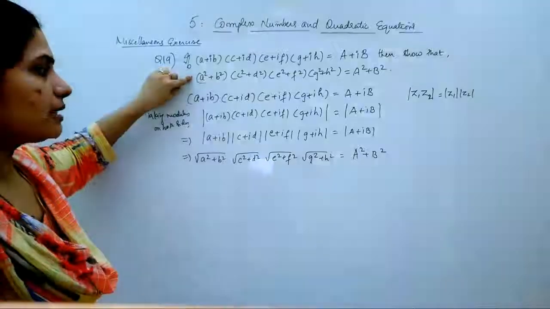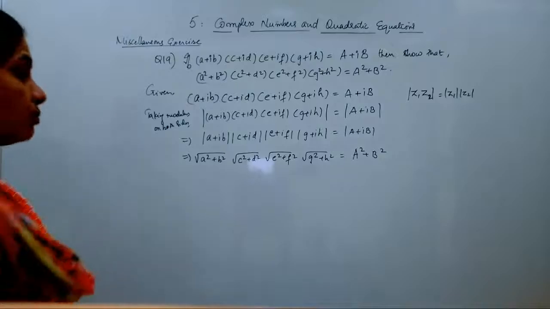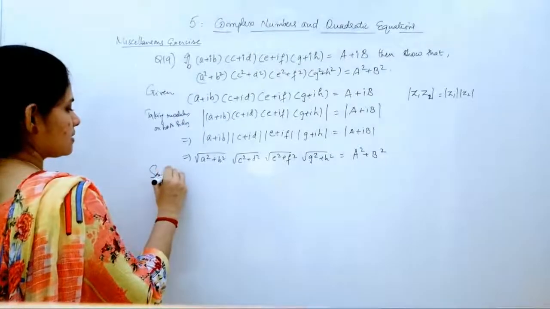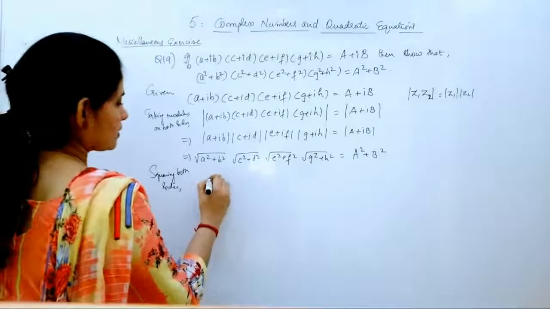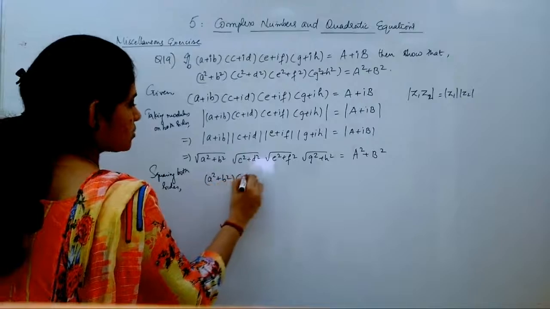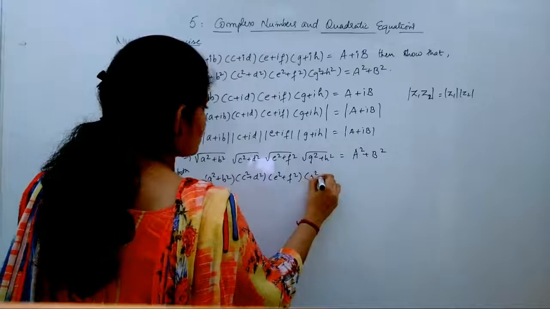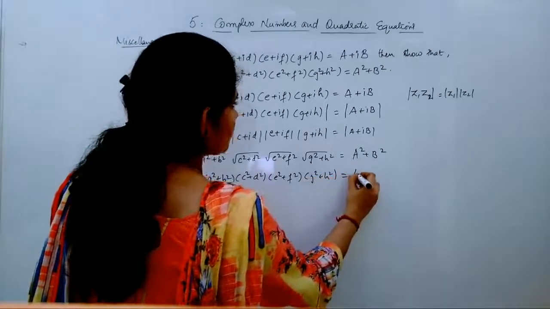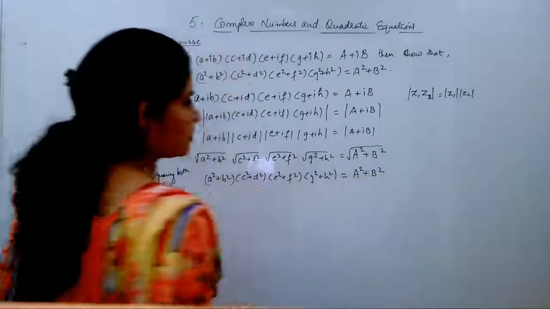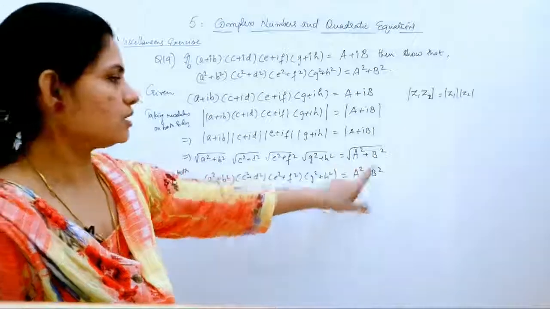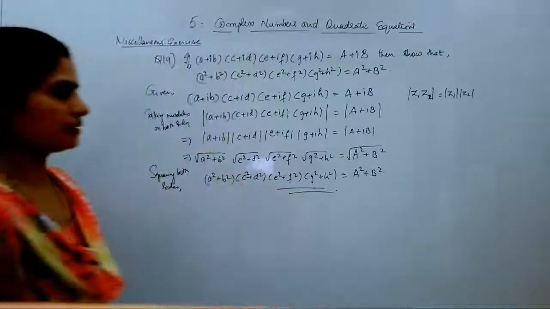Now in order to get the answer, we have to remove this root. That means squaring both sides, you will get (a² + b²)(c² + d²)(e² + f²)(g² + h²) is equal to, here you have root of A² + B², so the root will go and it will give you A² + B².